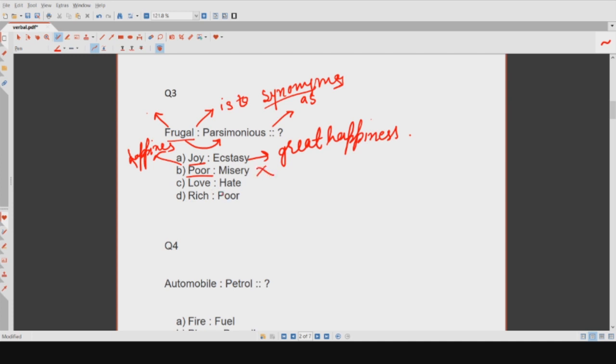Third option, love is to hate. These are completely two opposite words with two opposite meanings. So this option also will get eliminated. Last, rich is to poor. This is also opposite words. So we don't want opposite words when we want similar words like synonyms for this relation. So we are left with option A, joy and ecstasy, which is the correct answer.